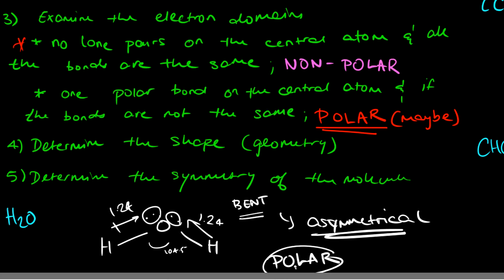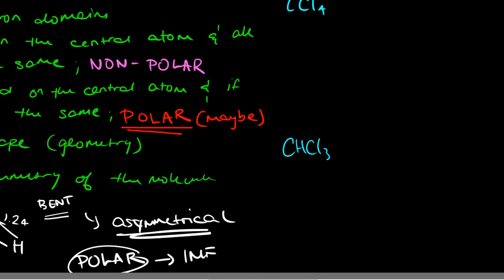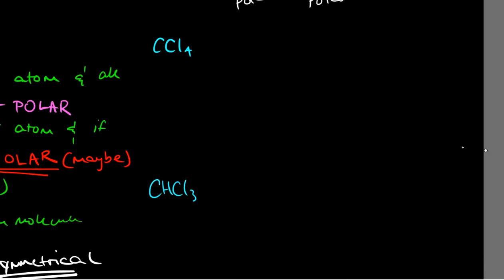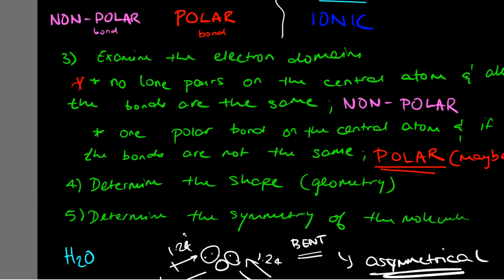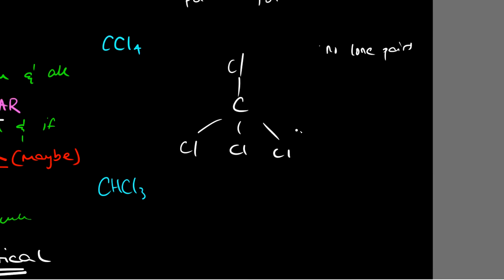Now, to identify what kind of IMF it is, that's our next slide. I'm going to skip this. These are pretty basic ones. It's in the packet. This is carbon tetrachloride. You have chlorides, and they're all the same bonds. I believe they are polar bonds, and because they're all the same bonds, there are no lone pairs. So no lone pairs, all the same bonds, that's the first shortcut, more or less. It's going to be nonpolar.